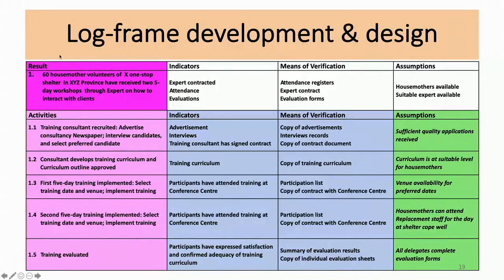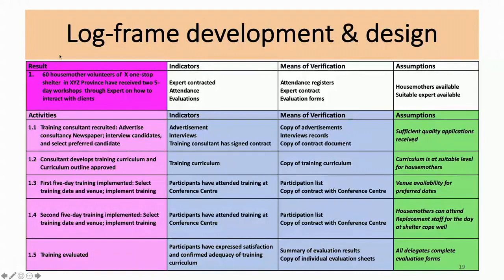Number 1.5, the last activity, training evaluated. We've got evaluation forms. The mothers complete them, and we have the results and the data which can be analyzed, and we can produce a report on the success of the training on that end. Assumption: maybe not all the mothers complete the evaluation form, so we have an incomplete evaluation.